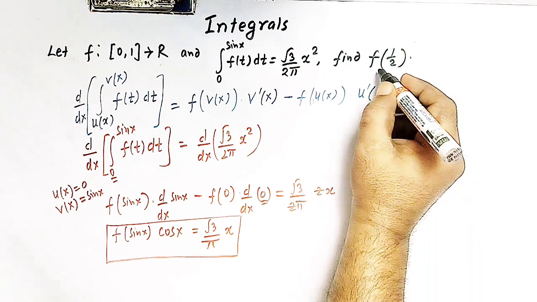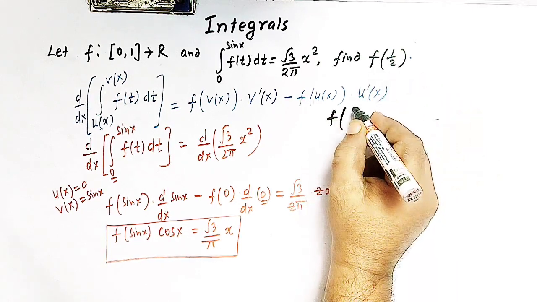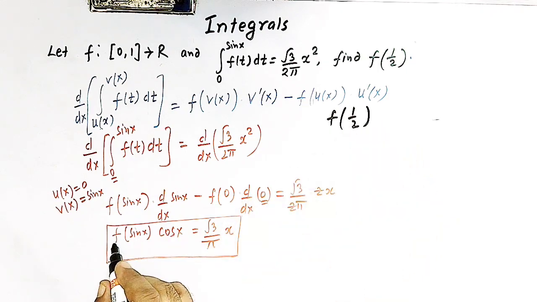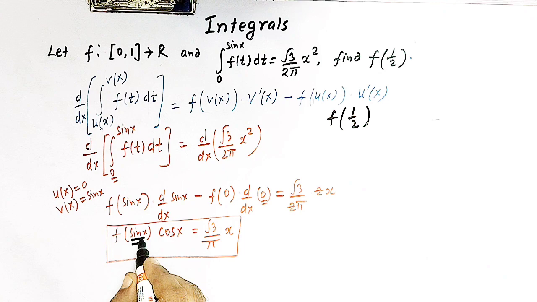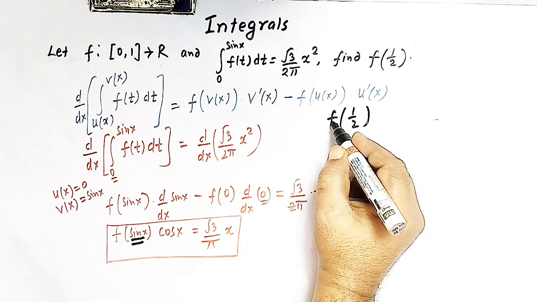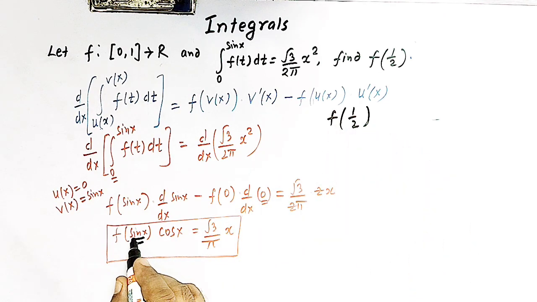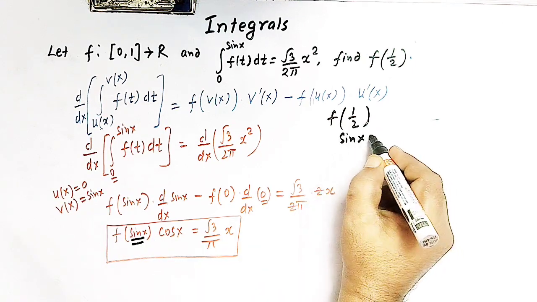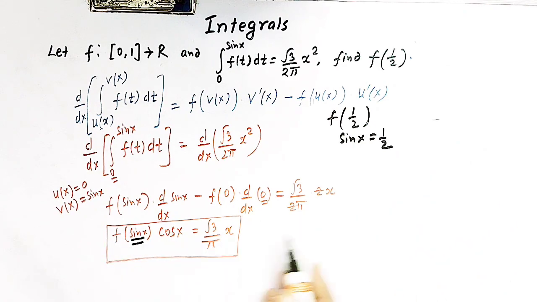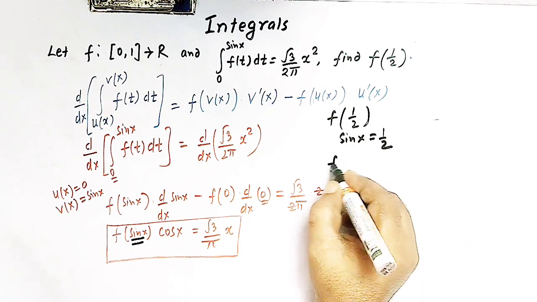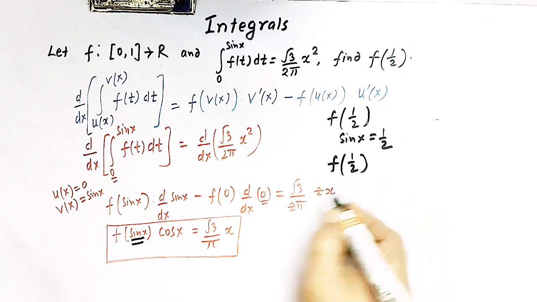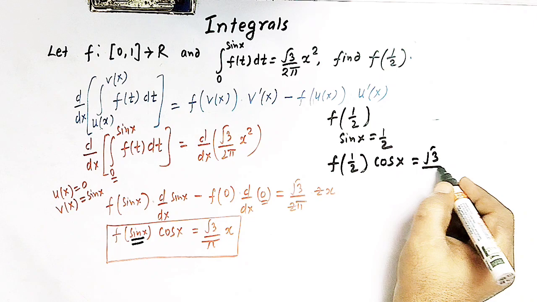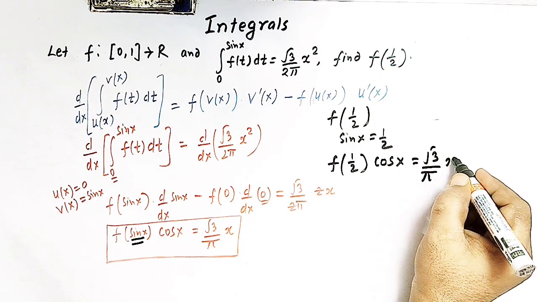Now see here we have to find f of half, right? So here the input is half, and here we have f of sine x, right? So in order to get the value of f of half, let us replace sine x by half, right? So taking sine x is equal to half, this equation is now taking the form f of half, and then we have cosine x, and here we have root 3 over pi, and here we have x, right?